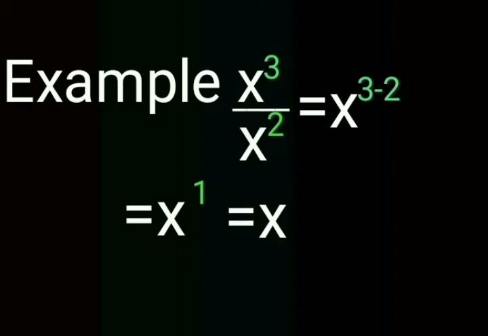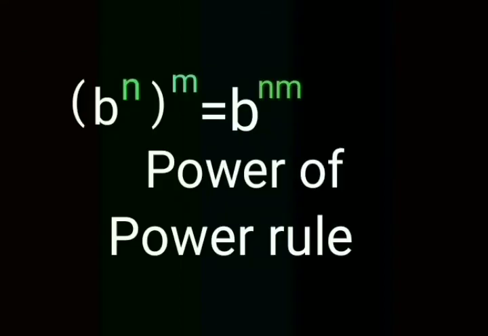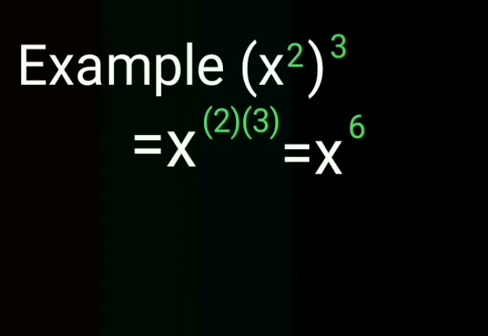simply x. In the power of a power rule: any base b raised to the power n and the whole quantity is raised to the power m. The result is equal to base b, and the powers n and m are multiplied. Example: x squared is raised to the power cube. The result is x, and the powers 2 and 3 are multiplied, so x to the power 6.